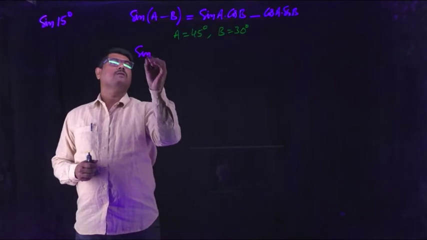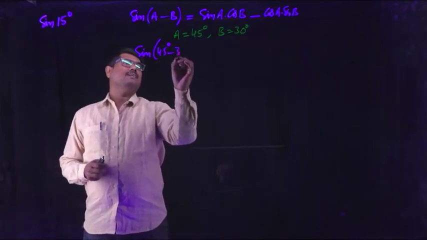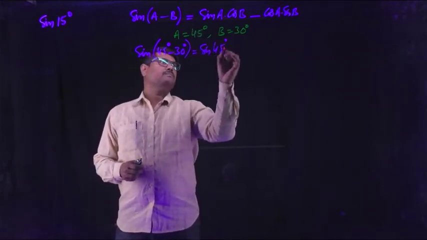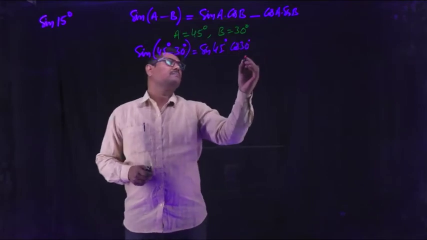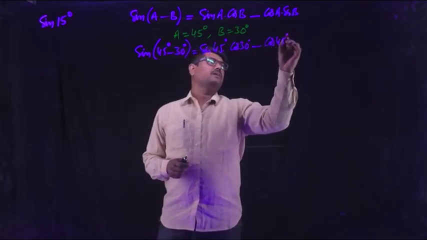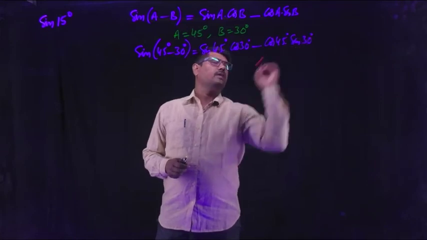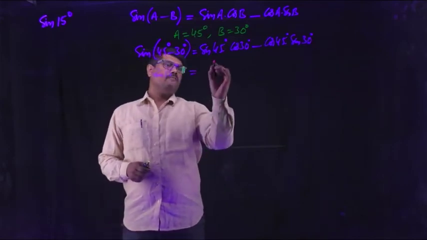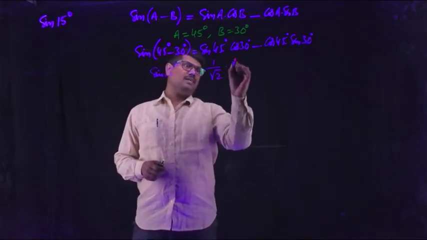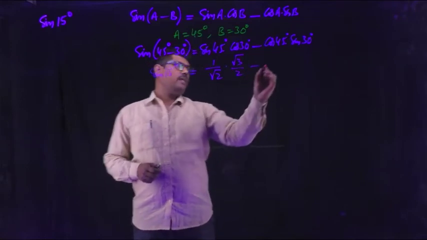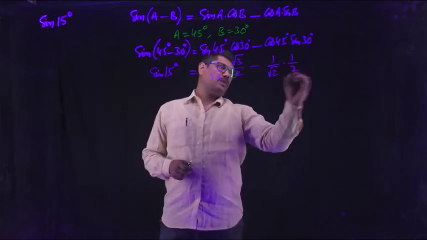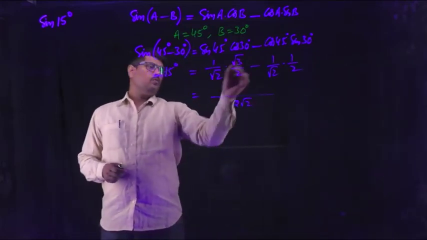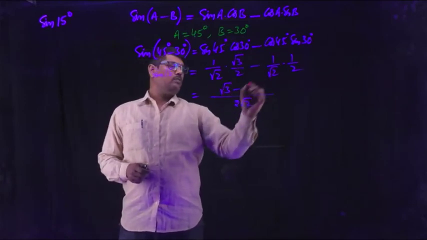Sine of 45 minus 30. So using the same format, replacing A with 45 and B with 30, sin 45 cos 30 minus cos 45 sin 30. So this will become sine 15. What is sine 45? 1 by root 2. Cos 30 is root 3 by 2. Cos 45 is 1 by root 2. Sin 30 is 1 by 2. So you can observe 2 root 2 is its LCM. 1 into root 3 you will get root 3 here. 1 into 1 you will get 1.